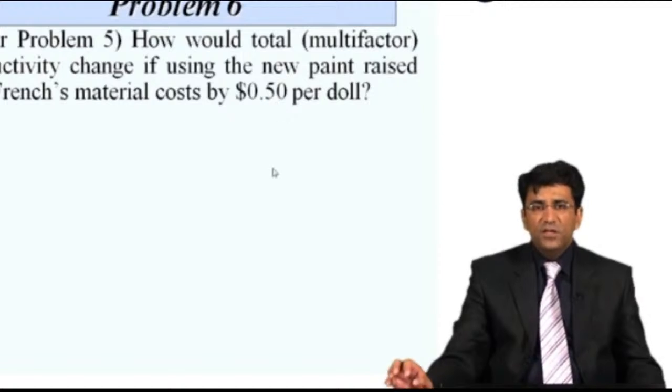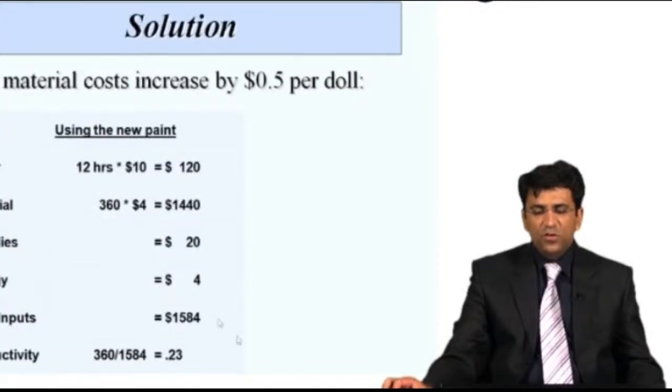What will happen? Its total material cost will become $4, because initially it was $3.5, but now it will become $4. That is 3.5 plus 0.5. So the only change is with respect to the material cost. Input is labor input remains same, that is 120. Material cost now will be 360 multiplied by $4, that is 3.5 plus 0.5. This will be the new material cost.